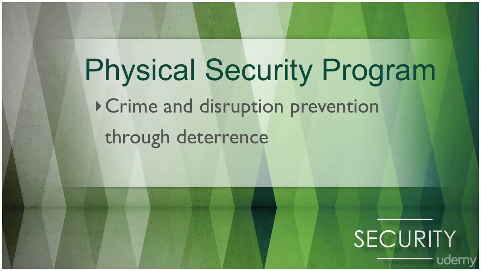A physical security program should address the following: crime and disruption prevention through deterrence. This can be done through fences, security guards, warning signs, and so on. Reduction of damages through the use of delaying mechanisms. Locks, security personnel, and barriers can be used for this purpose. Crime or disruption detection is another one. This is the use of smoke detectors, motion detectors, and CCTV.